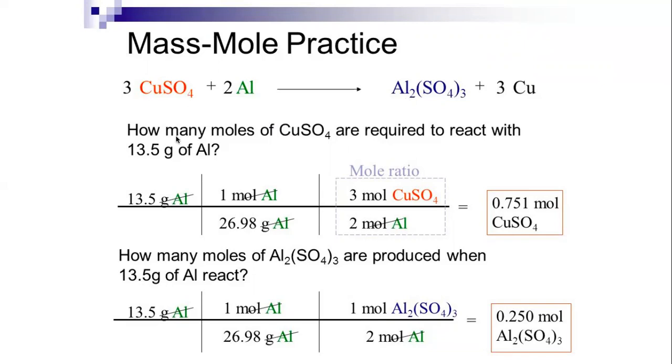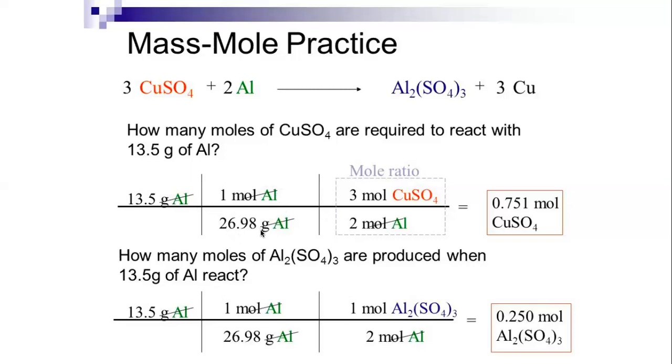So our question is going to be, how many moles of copper sulfate are required to react with 13.5 grams of aluminum? We're starting out with what we are given. We are given that we have 13.5 grams of aluminum. So we'll set up our equation first with this. Now we're going to use our molar mass that we learned. This will come from the periodic table.